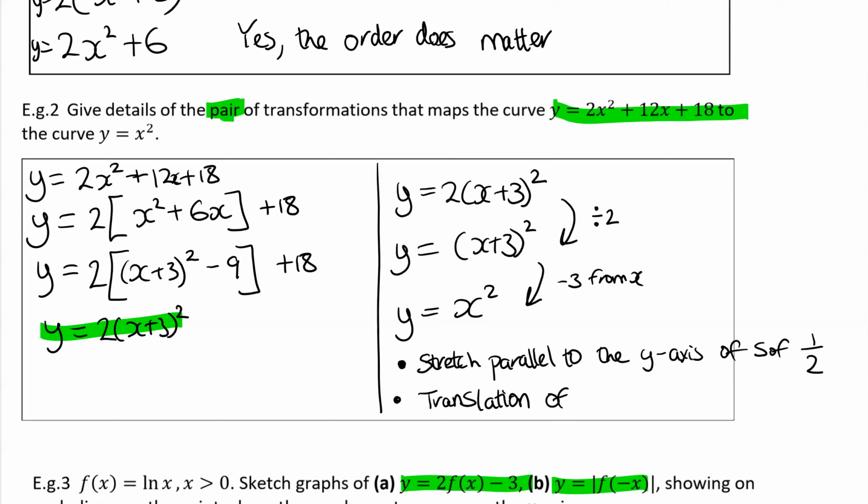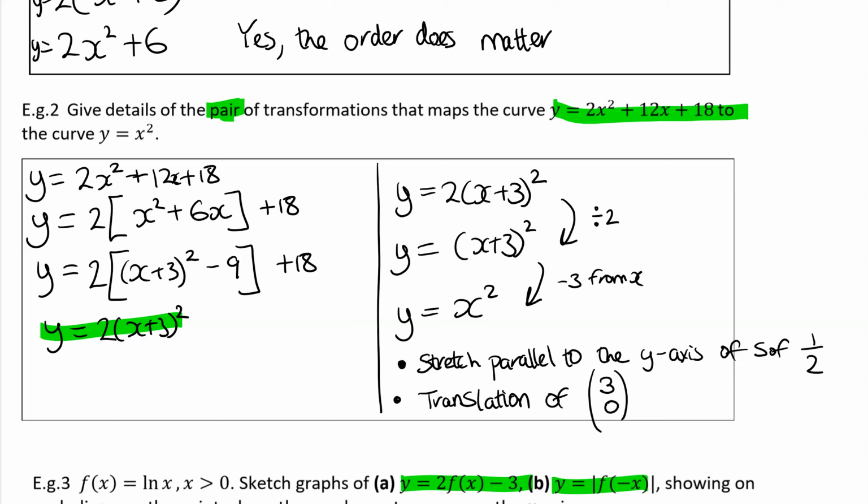Now think about if you had a graph of (x + 3) all squared and you've gone to x squared. You'd have a root at -3, but when you go to x squared, you'd have a root of 0. So it's moved 3 to the right. So it's the translation of (3, 0).